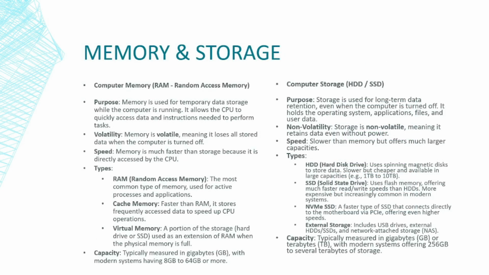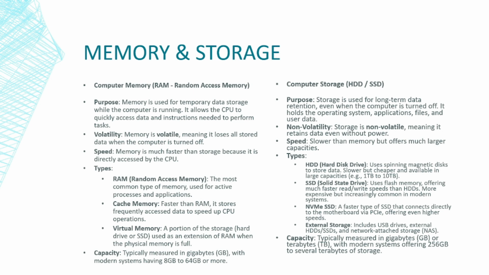Then we have memory and storage. Computer memory. Purpose: memory is used for temporary data storage while the computer is running. It allows the CPU to quickly access data and instructions needed to perform tasks. Volatility: memory is volatile, meaning it loses all stored data when the computer is turned off. Speed: memory is much faster than storage because it is directly accessed by the CPU.